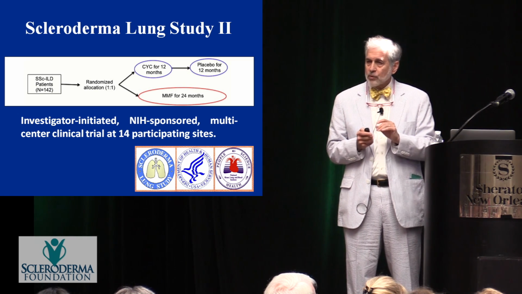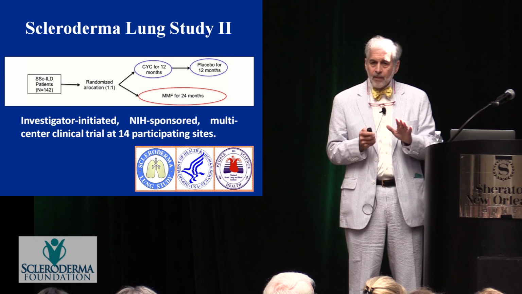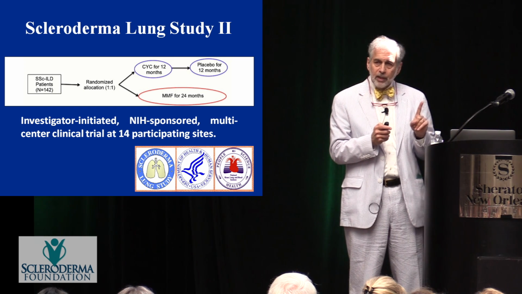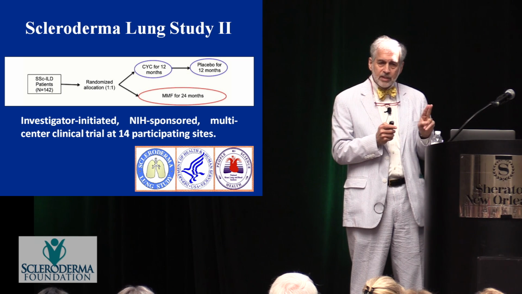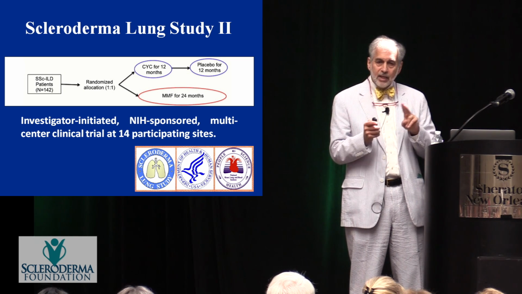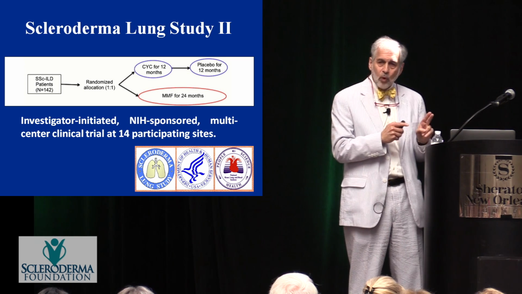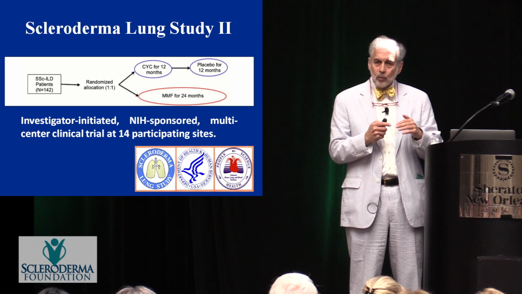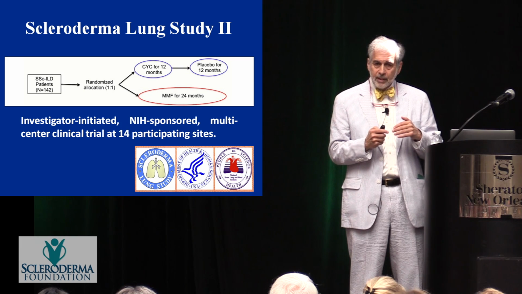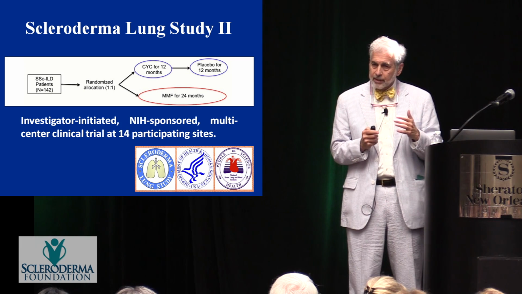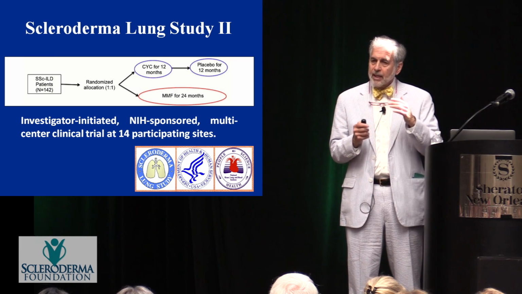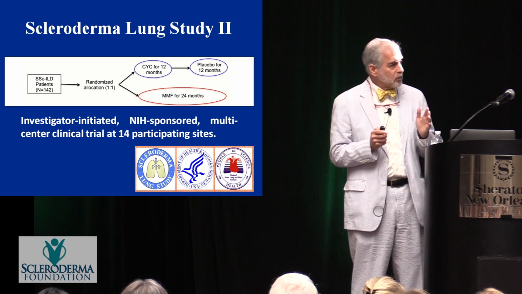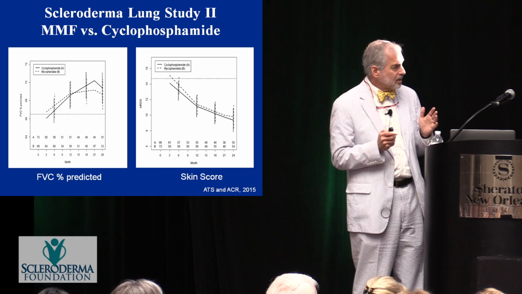In this case, there was no placebo group. Patients either got cyclophosphamide for 1 year or they got CellCept for 2 years. So the idea was to compare 2 years of CellCept to 1 year of cyclophosphamide to see which would be more effective and which would be better tolerated. And this study has just been completed and was published this week. So this is right off the press. It was published in Lancet Respiratory Medicine.